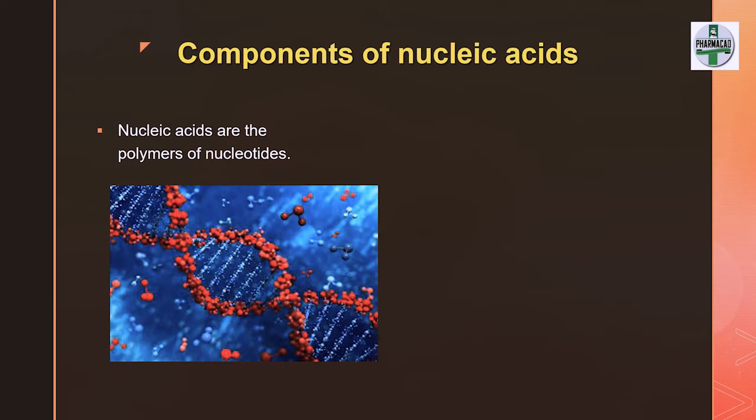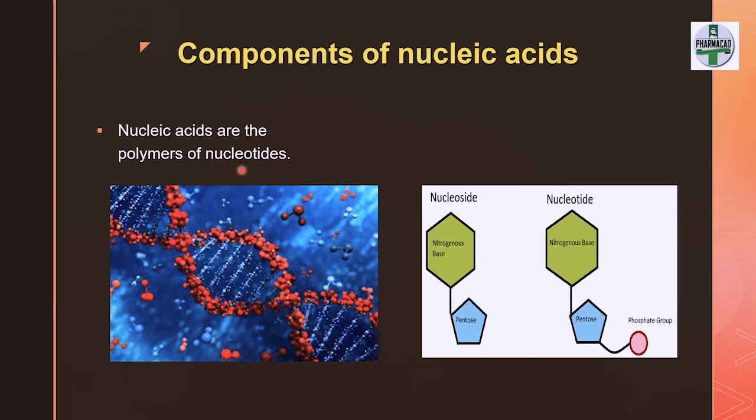Here we have a diagram of a DNA. So it is an example of a nucleic acid. So these nucleic acids are made up of polymers of nucleotides. Let's see what is this nucleic acid. So usually a nitrogenous base along with a pentose sugar moiety is called as a nucleoside. To this, if a phosphate moiety is attached, we call this as a nucleotide.